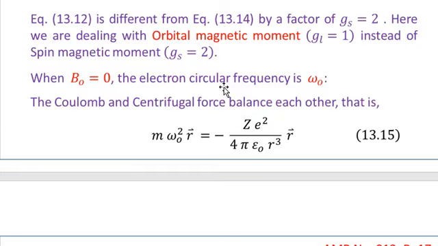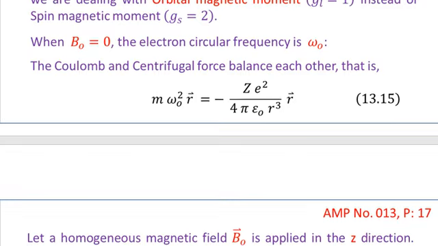So when B naught is equal to 0, the electron circular frequency is omega naught. The Coulomb and the centrifugal force balance each other. When an electron is revolving around the nucleus with a radius r, you can write down equation number 15 immediately. On the right hand side, we have the Coulomb force. On the left hand side, we have the centrifugal force. We can put the negative sign either on the left hand side or on the right hand side. The Coulomb force is the attractive force, and the force on the left hand side is the centrifugal force, which is the repulsive force. These two forces have the same magnitude but opposite directions, as shown in equation number 15. This is the vectorial form of the equation for an orbit of the electron where the two forces balance each other.